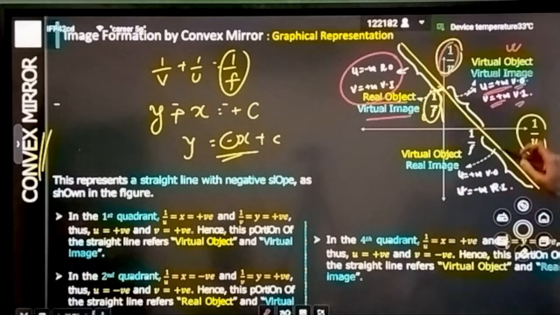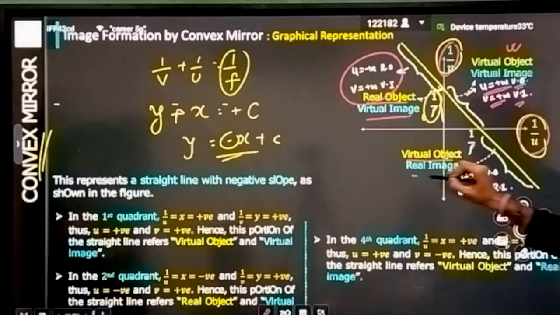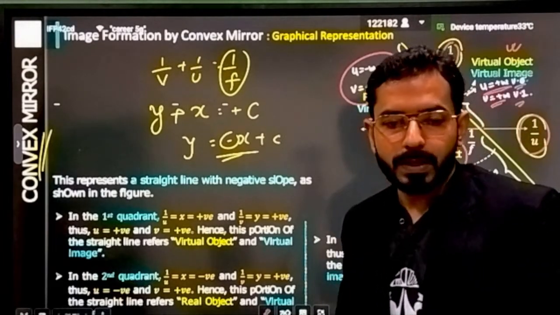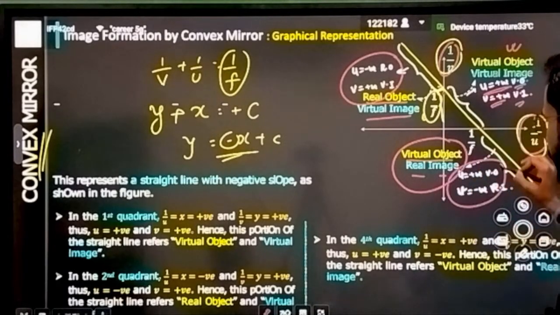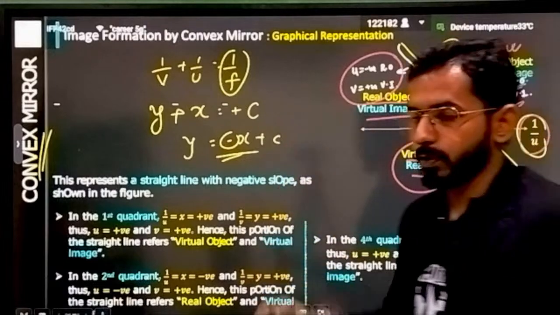See, the third one, u is positive. That means a virtual object, but v this time is negative. V negative means it is reflecting a real image. That means this combination is also possible: if you have a virtual object, you can form a real image in case of a convex mirror.